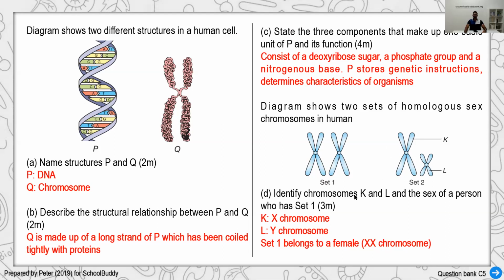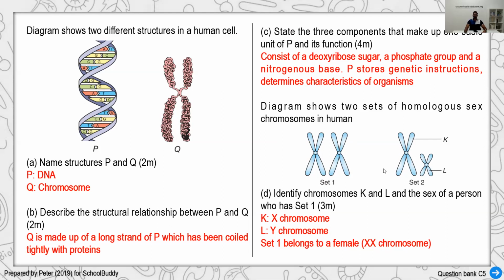This question is basically about homologous chromosomes because they're paired. This is why it's called a homologous chromosome. If it's not paired, it's called just a chromosome. So we have set 1 and set 2 here. The question basically asks you to identify what K and L are. K is bigger and L is smaller.